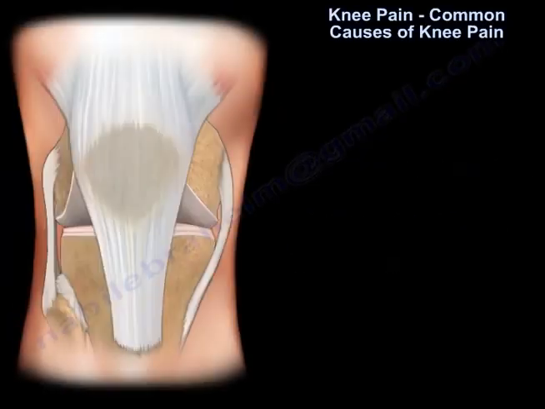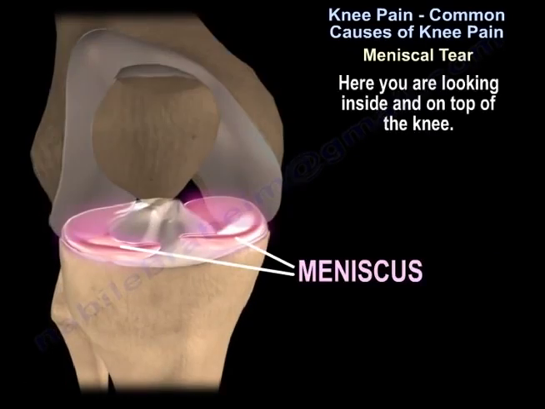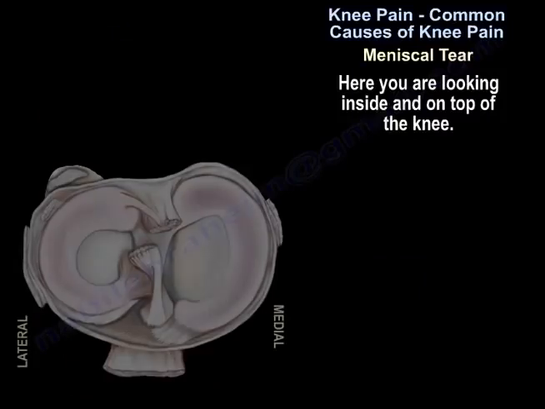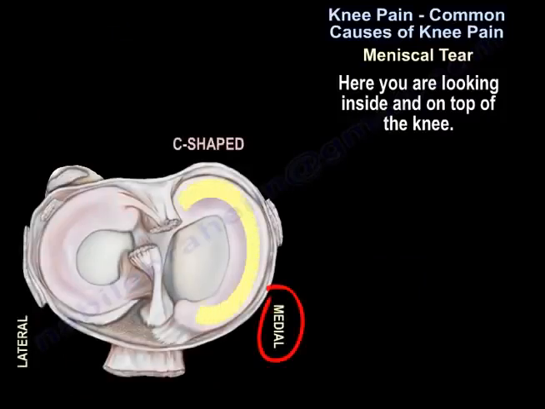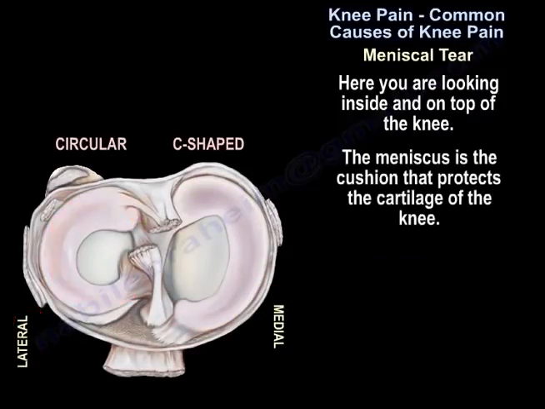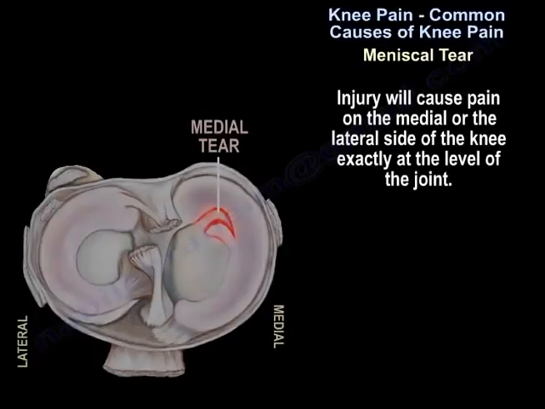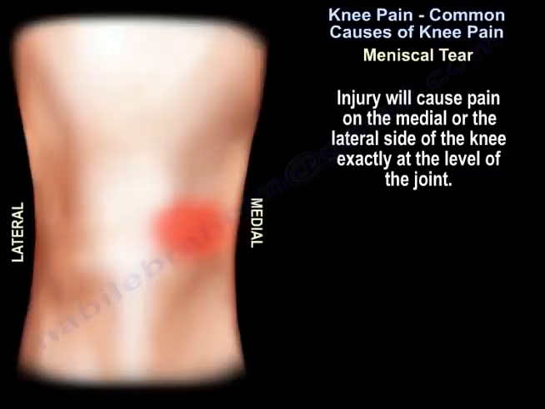Another important cause of knee pain is a meniscal tear. Here you are looking inside and on top of the knee, and you can see the medial meniscus and the lateral meniscus. The meniscus is the cushion that protects the cartilage of the knee. Injury will cause pain on the medial or the lateral side of the knee, exactly at the level of the joint.